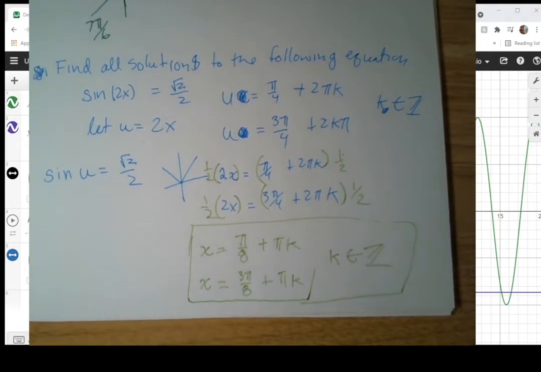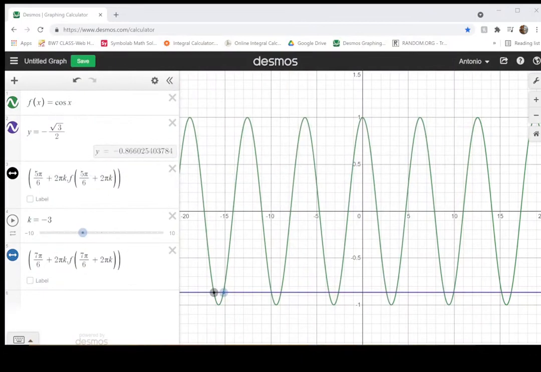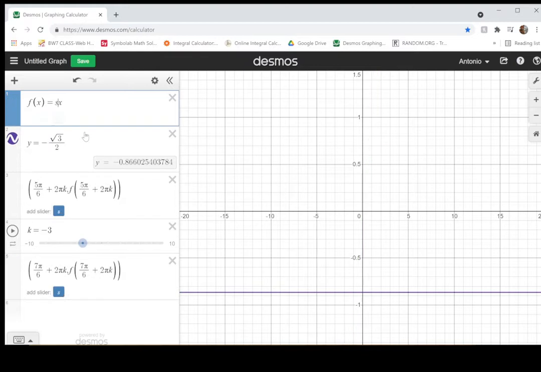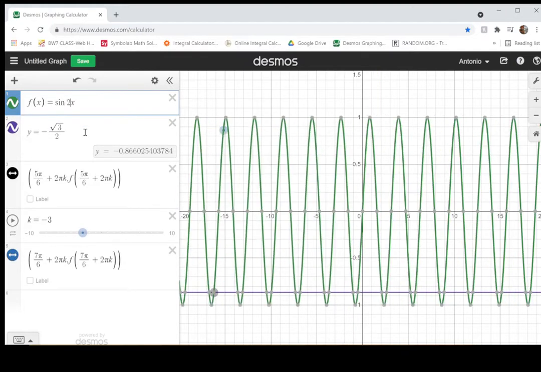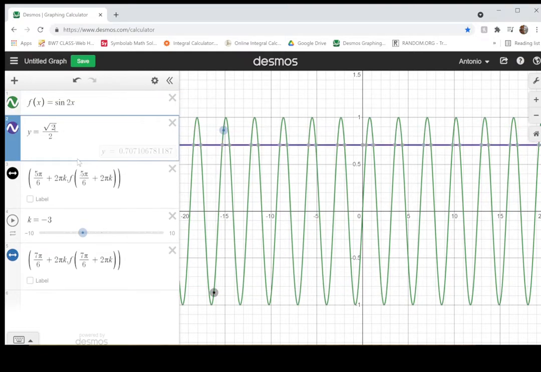Let's take a look at the graph so we can confirm our result here. Our function changed from cosine of x to sine of 2x, our y was root 2 over 2, and our values for x became pi over 8 plus pi k.